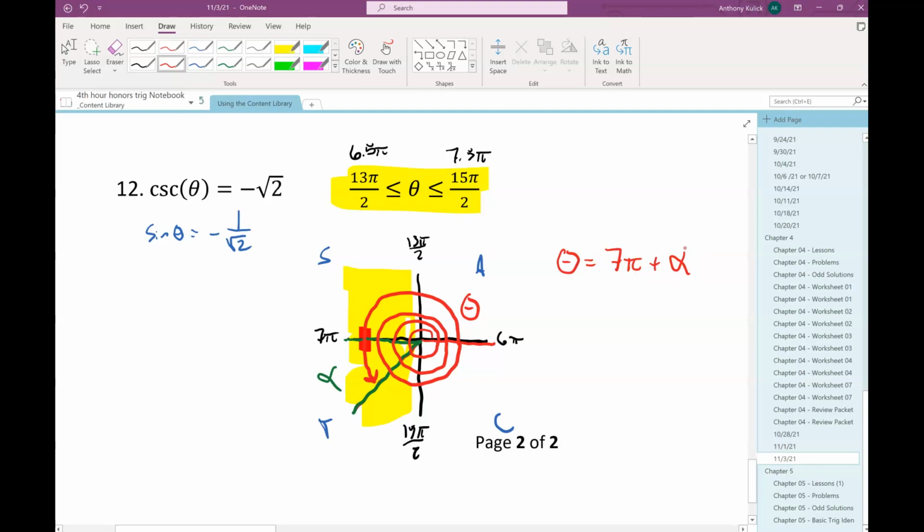So theta should be 7 pi plus alpha, where alpha is going to be sine inverse of negative.